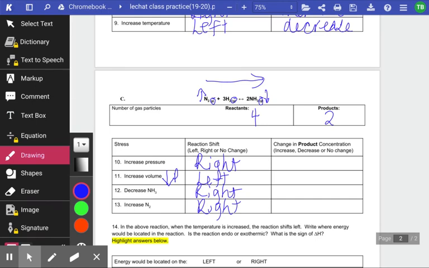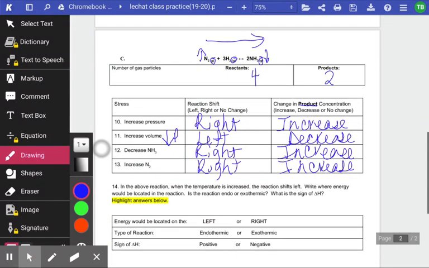Change in product concentration. Products are on the right-hand side. So anytime I go to the right, I'm going to increase concentration. And if I shift to the left, I'm moving away from the products, so there will be a decrease in concentration. And this is when equilibrium has been reestablished. So once equilibrium has been reestablished, you have an increase or decrease in the overall product concentration there.